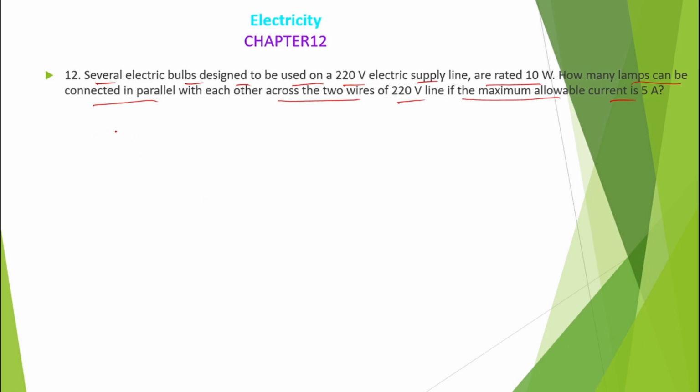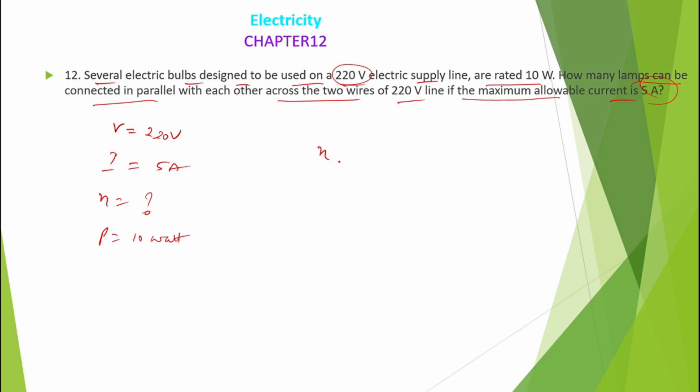So what has he given? V, he has given 220 volt. And I is given, I is equal to 5 amps. So that is maximum. So N is the question mark. And P is given, P is equal to 10 watt.